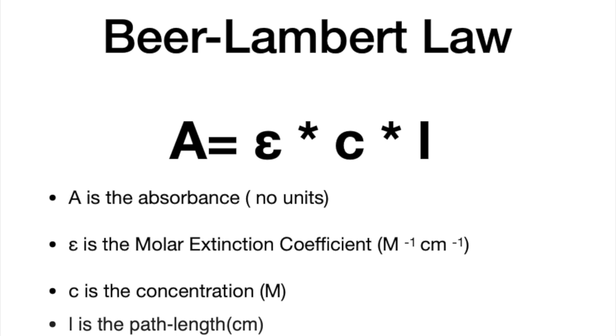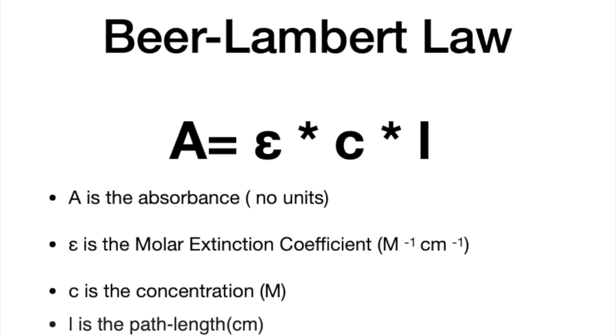Here is the Beer-Lambert law. In this equation, the relationship between concentration and absorbance is directly proportional and positive. The A is the absorbance of the substance and can be found by the absorbance emitted through the spectrophotometer. The E, or epsilon, is the molar extinction coefficient and can be found by calculating the slope of the line that represents the relationship between concentration and absorption.